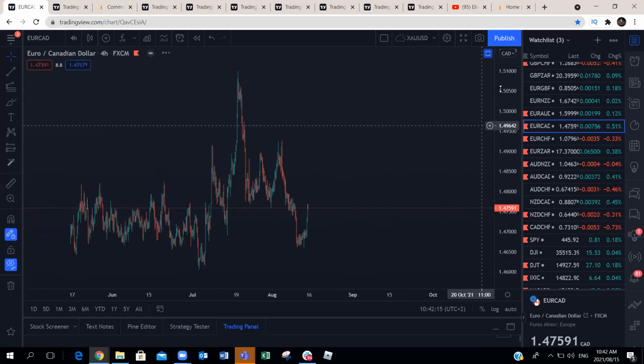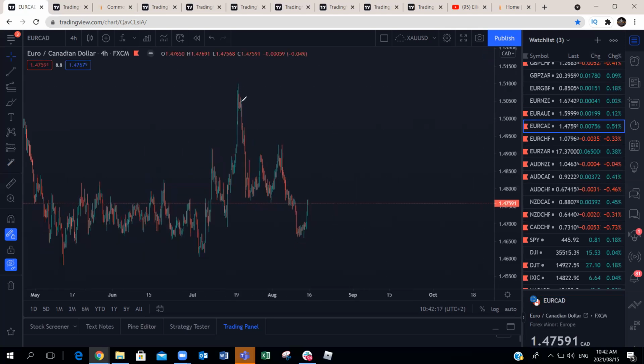Eurocad. So Eurocad, you've already seen this during trade recaps. We expected this one to come down and make a flat here. We've come down here and now we're looking for upside. So look for upside here on Eurocad.